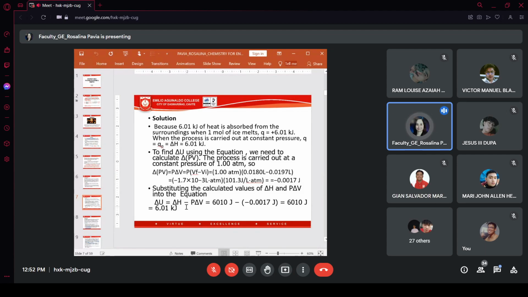So, if you're going to substitute now in the formula, it will be 6,010 joules, yun yung delta H mo, minus delta PV, which is negative 0.17. So, negative times negative is positive. We can say now that it is equivalent to 6,010 joules also, or 6.01 kilojoule. Because this one is very minimal compared to this. Kaya it is actually equal to delta H. So we can say therefore that Q is equal to delta U is equal to delta H. Alright? It so happened kasi na napakaliit yung change in volume. Okay? Naintindihan?